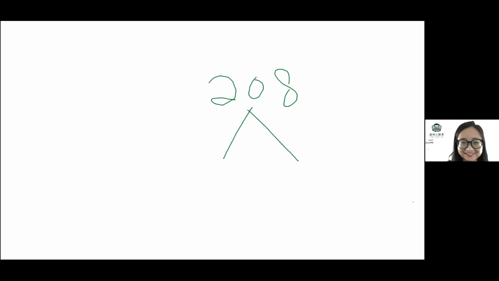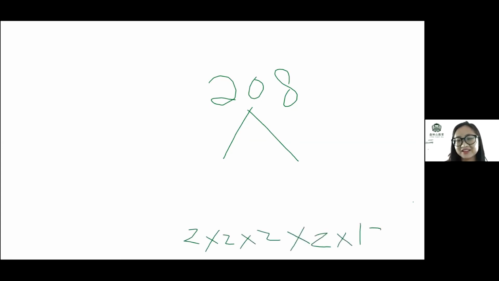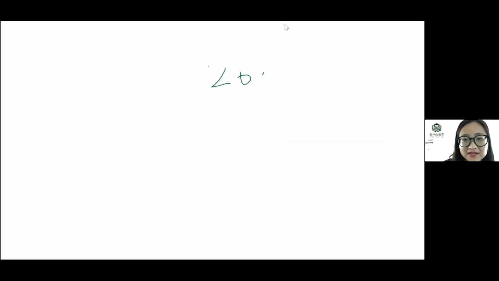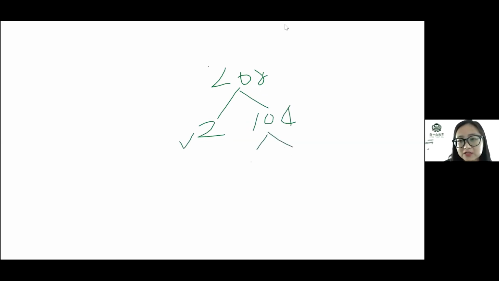2 times 2 times 2 times 2 times 13, I think. Very good, very good. Let's try together. 208, right? So that can be 2 times 104. And 2 is already prime, so leave it. And then we continue to do 104. That's 2 times 52. And 2 is already a prime number, so we can do 52.